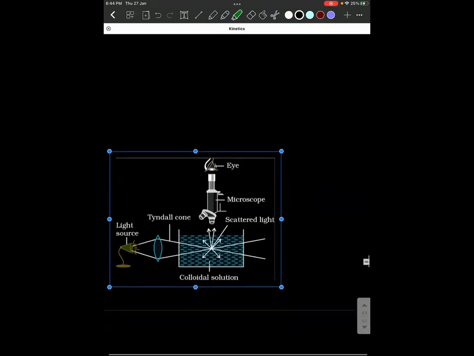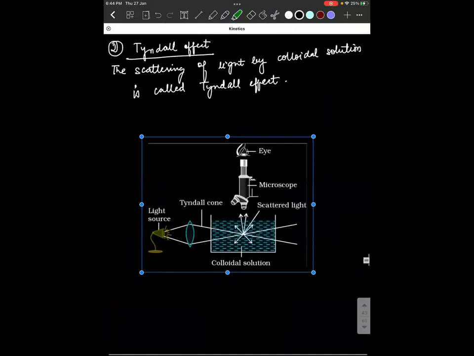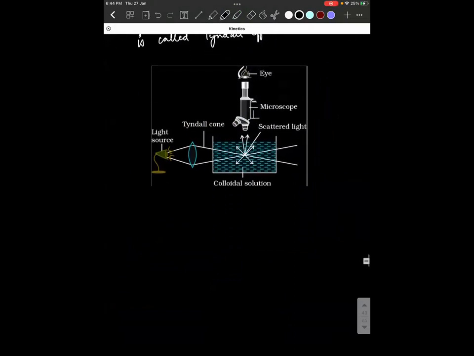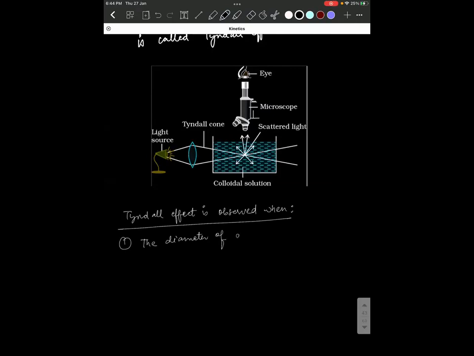Okay, so we will be writing about this. Tyndall effect is observed when the diameter of the dispersed particle is not much smaller than the wavelength of light.